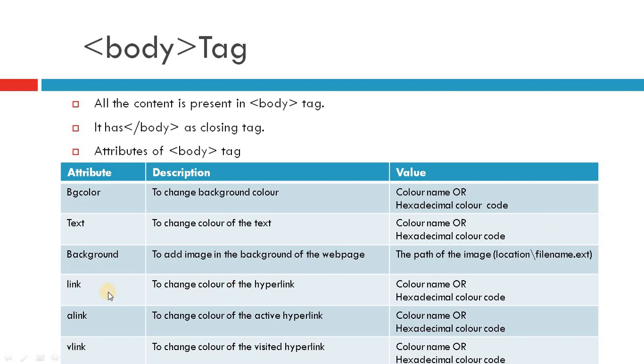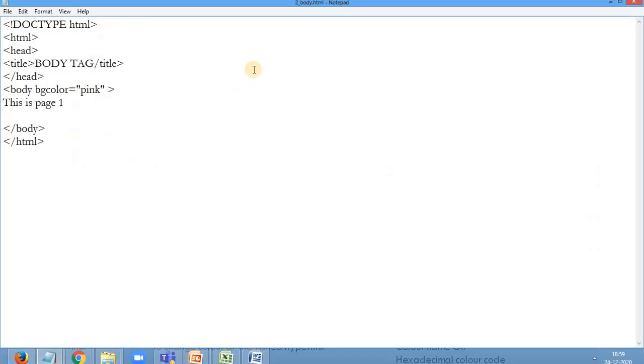The next 3, link, A-link and V-link, these 3 attributes we will learn when we are going to learn about hyperlinks. So let us see one program where we will use different attributes of body tag. So this is the program for body tag. Again, in the same way, open Notepad and write the code.